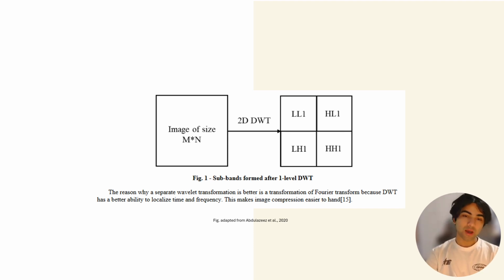The reason why wavelet transform is better than Fourier transform is because DWT has a better ability to localize time and frequency. So that makes the compression much easier.